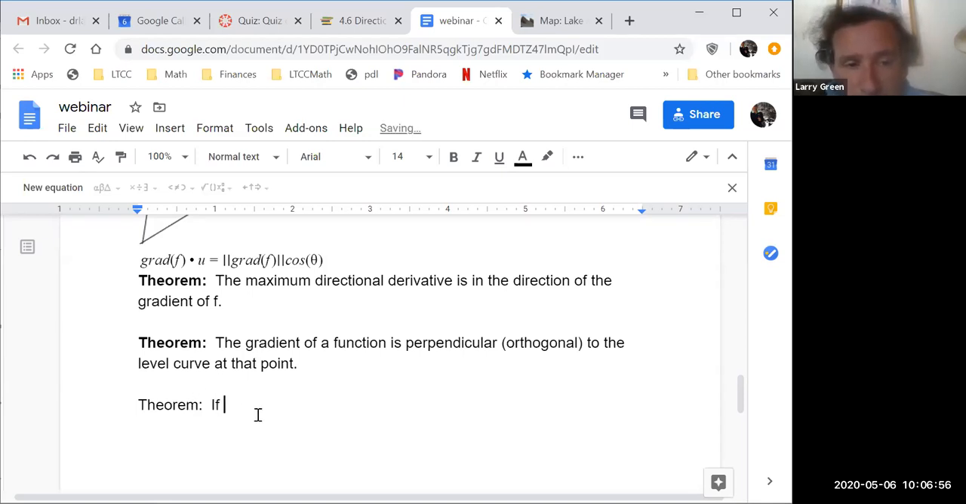Okay, if the gradient of f of x comma y, let's call the point AB, so I'm plugging in a point, is equal to 0, what does that tell you? What does that tell you about the directional derivatives? If the very biggest you could be is 0, what do you know about what you are in any direction?